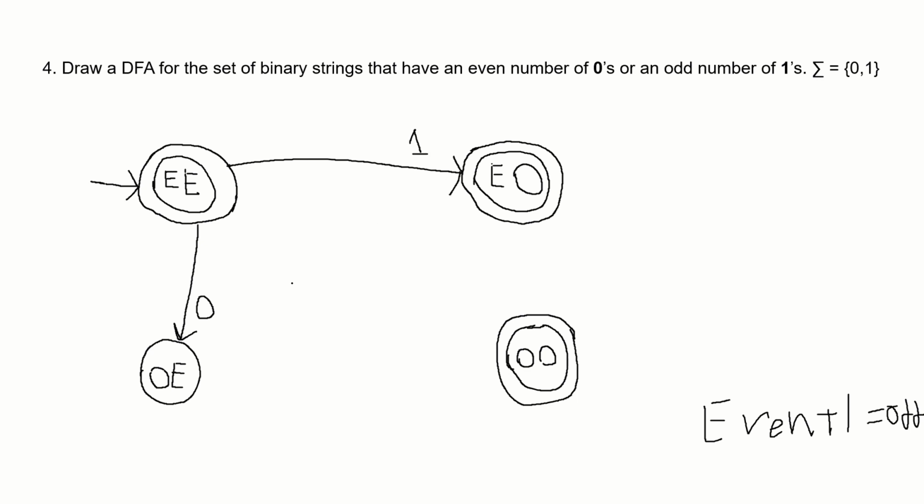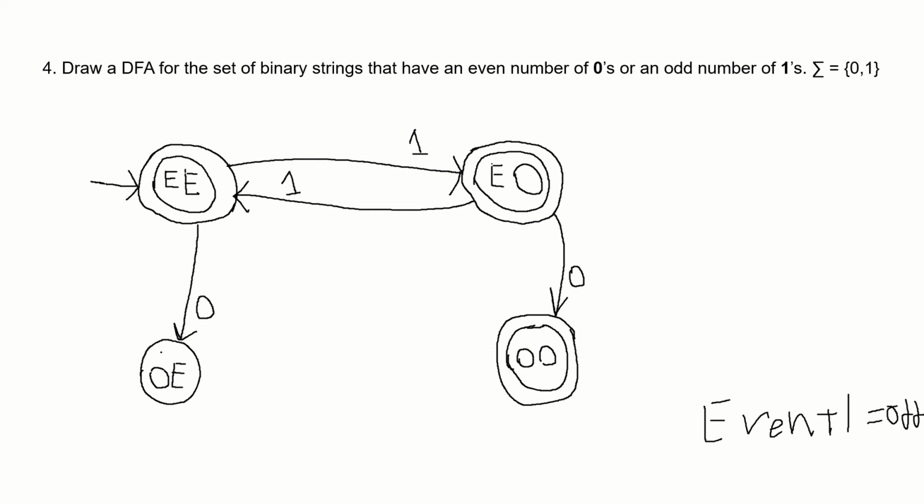Okay, now from this state, even 0 and odd 1, the number of 0 is even, right? So if we get another 0, that will become odd 0, so we will go to odd 0, odd 1. And from even 0, odd 1, if we get another 1, then the number of 1 will become even, and the number of 0 is unchanged, which was even, because we got 1. So we will go to the even 0, even 1 state.